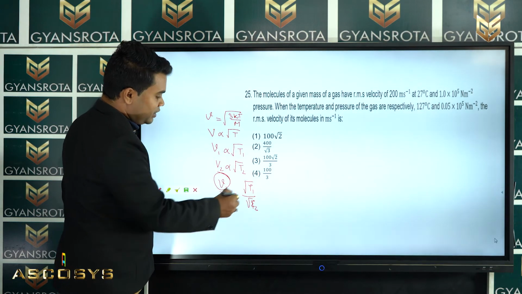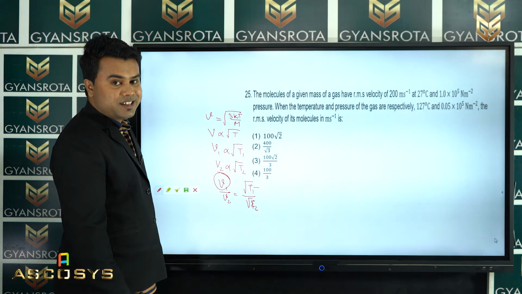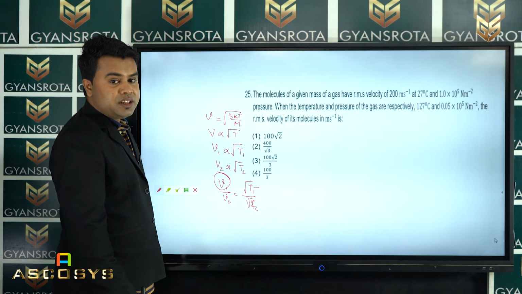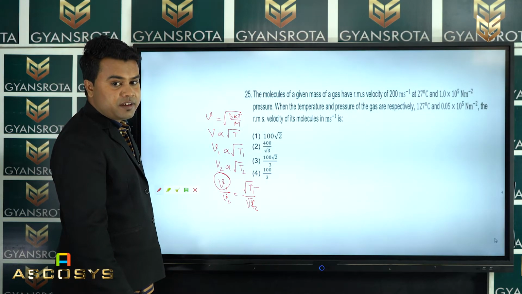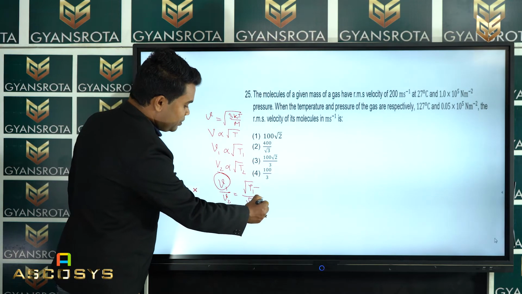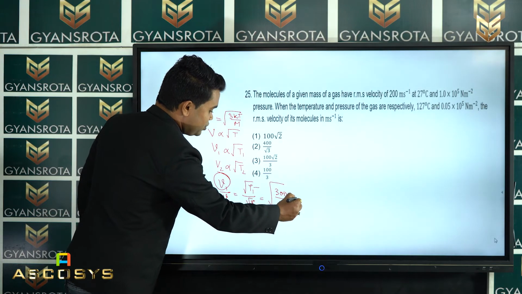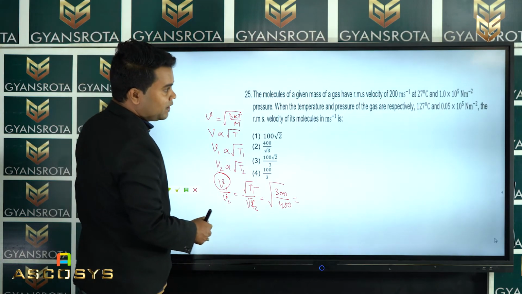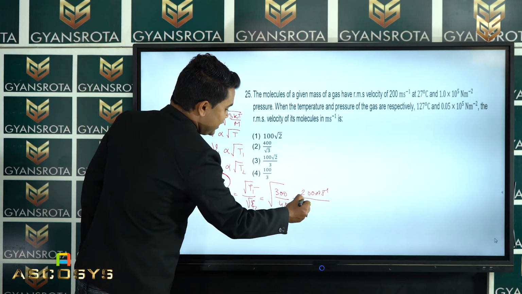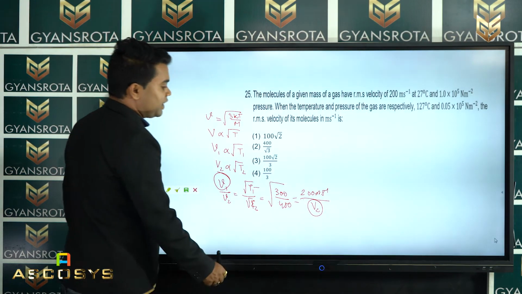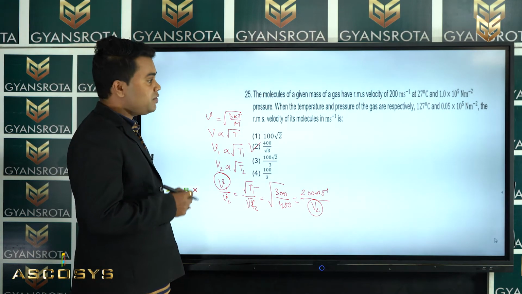v1 is given to us, T1 is given to us. T1 is 27 degrees Celsius, that means how much Kelvin? 273 plus 27, that will be 300 Kelvin, and then 127 plus 273 will be 400 Kelvin. So this will be root over 300 by root over 400, which will be equal to, in place of v1 you can put the velocity, which is 200 meter per second, divided by v2. Now if you calculate v2, your final answer would be option number 2, that is 400 divided by root over 3. This is the correct answer for this question.